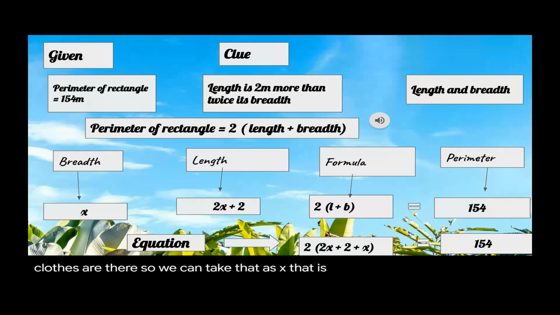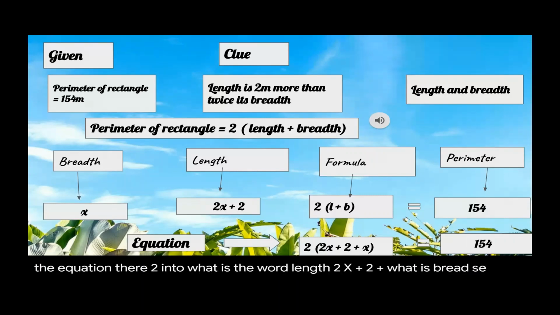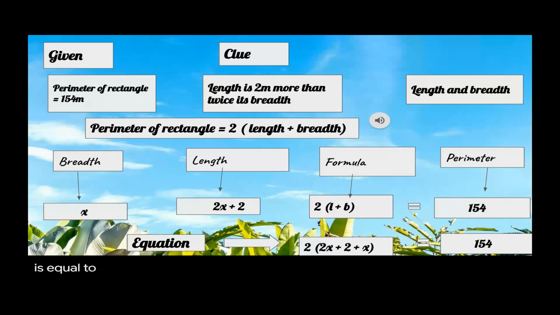Then if breadth is x, what is the length? 2 more than twice the breadth, isn't it? Then 2x plus 2. What is the formula for the perimeter of a rectangle? 2 into (length plus breadth). That is given as 154 meters. Now we can put the equation there. 2 into, what is our length? 2x plus 2, plus what is breadth? x. That is equal to 154. So 2 into (2x plus 2 plus x) is equal to 154. That is the equation. Now we can solve.